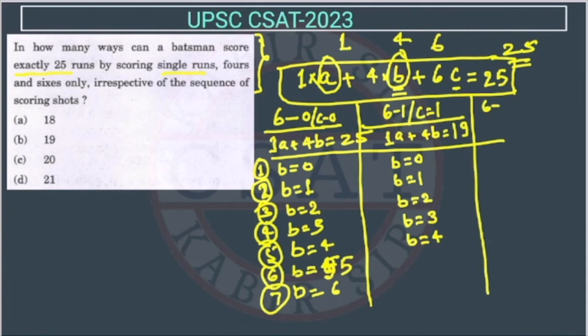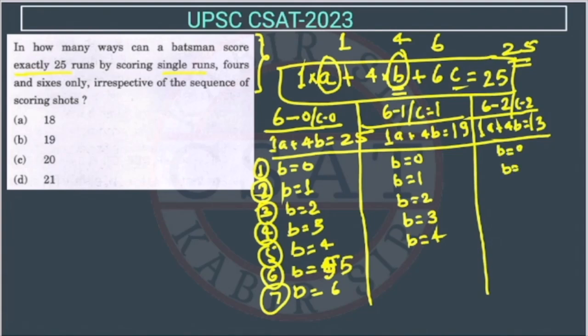Now he is taking 2 sixes, or the value of C is 2, right? So the equation will become 1a plus 4b. He is taking 2 sixes, so this will be 12 runs, then this will be 25 minus 12, so this will be 13. Now again B can be 0. So we will start again from no 4s, not even one four, that is one possibility. And one four is 4 runs, then 2 fours is 8 runs, and maybe 3 fours, so how many are that? 12 runs, and one run will come from there, 13 runs.